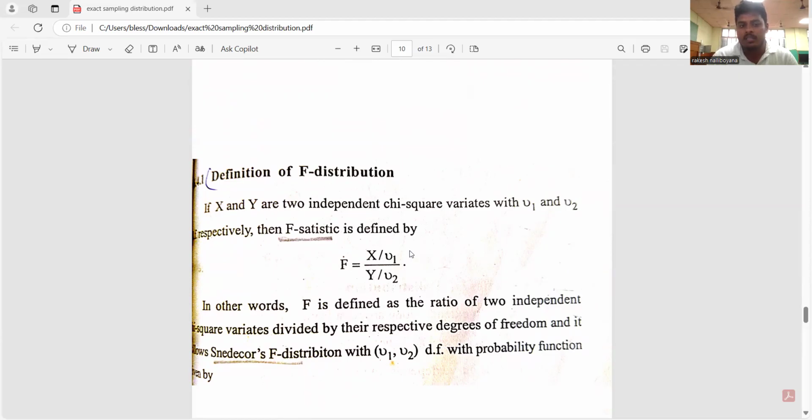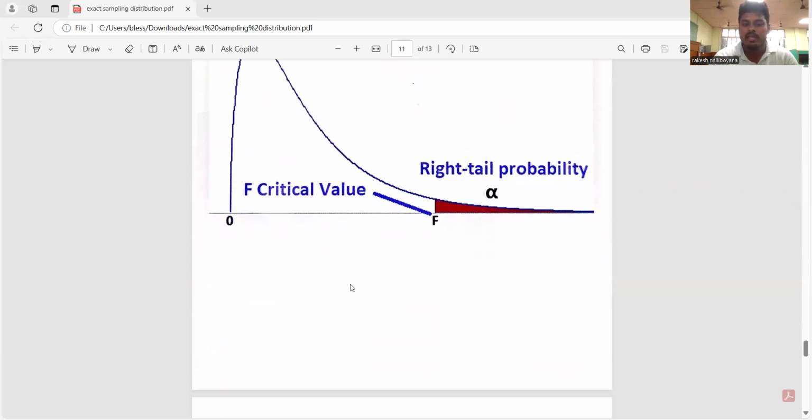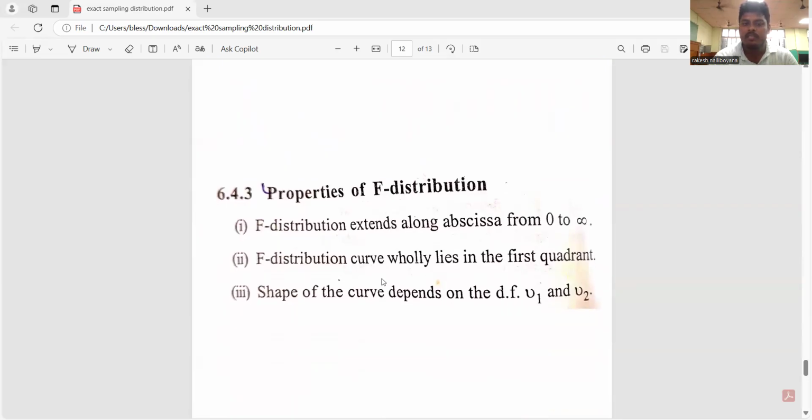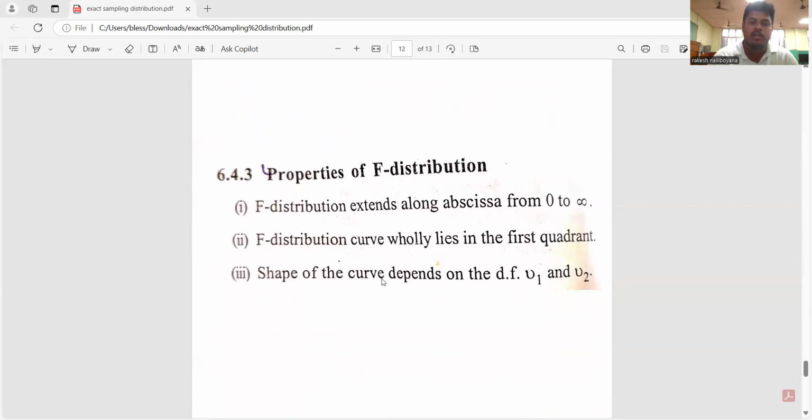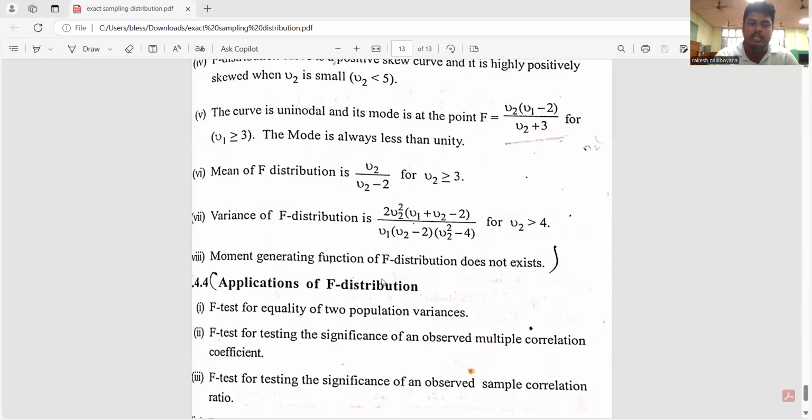We know the definition of the F distribution: we have two independent chi-square variates, each divided by its degrees of freedom, and automatically we get the F distribution. The curve is stretched more to the right-hand side. It also has positive skewness, and it ranges from 0 to infinity, lying in the first quadrant. The shape of the curve depends upon the degrees of freedom. So these are the major properties and applications of the chi-square distribution, the F distribution and the student t distribution.